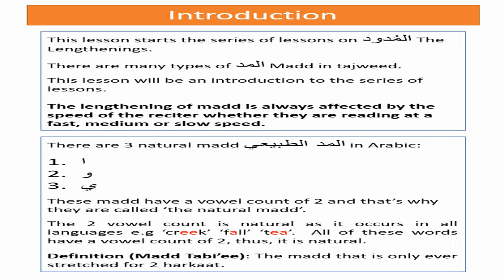Now, as mentioned, the 3 natural med is al-maddu al-tabi'i in Arabic. So al-maddu al-tabi'i is alif, waw, ya. Now these mad have a vowel count of 2 harakat, and that's why they are called the natural med, because in any language you have the natural med count. So the 2 vowel count is natural as it occurs in all languages. For example, if we say creek, fall, tea, these are 2 haraka meds. All of these would have vowel count of 2, thus it is natural. So the definition of med tabi'i is the med that is only ever stretched for 2 harakat.